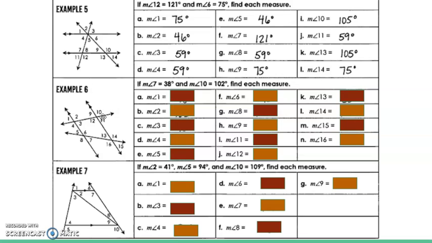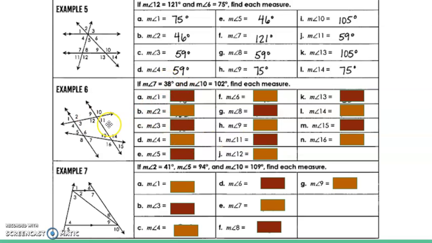Number 6, we're going to do the same exact thing. So they started with telling us that the measure of angle 7 is 38 and the measure of angle 10 is 102. So if we start with what we know, we can piece together everything else. Notice that we do have two sets of transversals again. So we have one going one way and the other that's sort of a diagonal line.